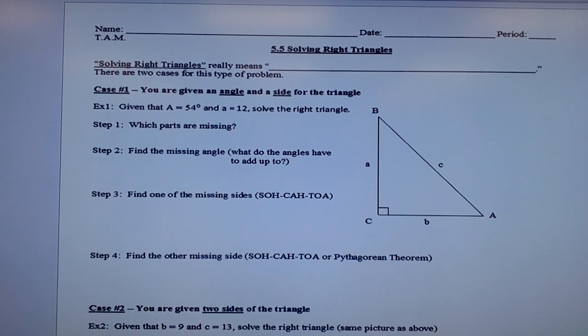Good morning. Today we are going to be talking about solving right triangles. Some of this information you received from 5.4, some of it you should also remember from geometry. If you have three parts of a triangle, then you can find the remaining three. So, solving right triangles just really means finding all the missing parts.